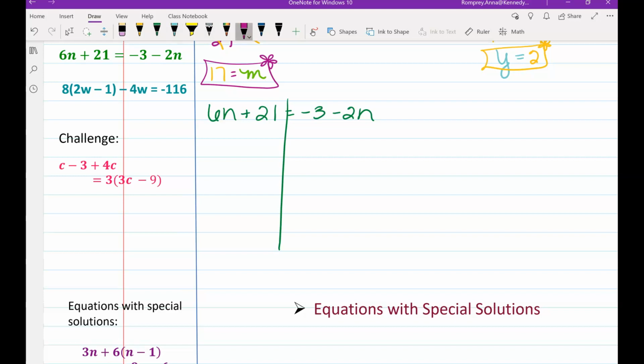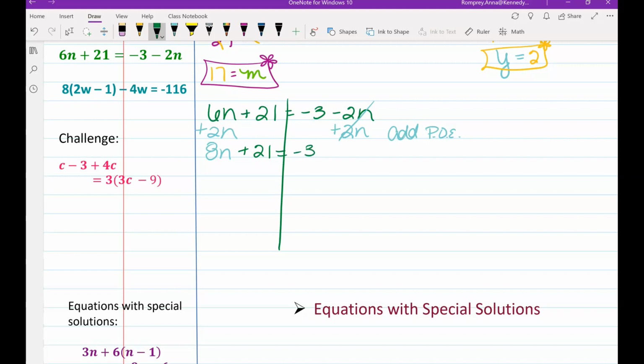Now there's more than one correct way to do this. So when I look, I say, okay, which side has the most, in this case, n's? So I have 6 n's and negative 2 n's. All right, positive 6 is definitely more. So to keep my answer positive, I'm going to go ahead and move this 2n over with this 6n. So what is the opposite of a negative 2n? Positive 2n. So we just use the addition property of equality. So that gives me 8n plus 21 equals negative 3.